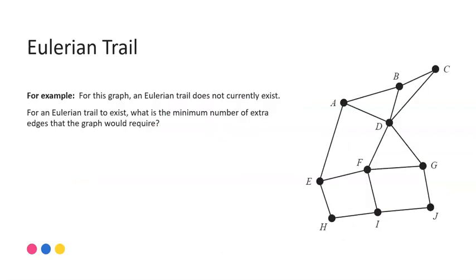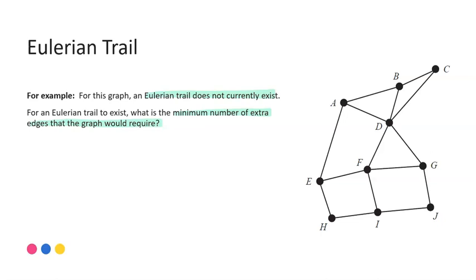This second example is another really common style of question. So we're told for this graph, a Eulerian trail currently does not exist. For it to exist, what is the minimum number of extra edges that we would require? So we need to add some edges to the network. And so again, this is pointing you towards identifying odd vertices.